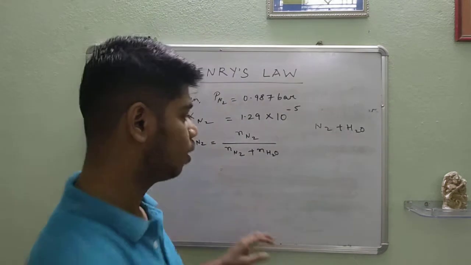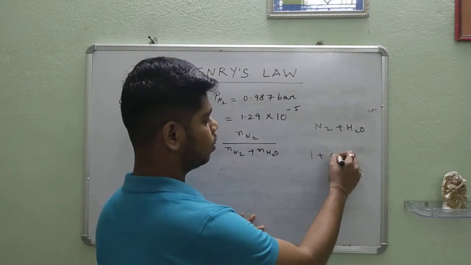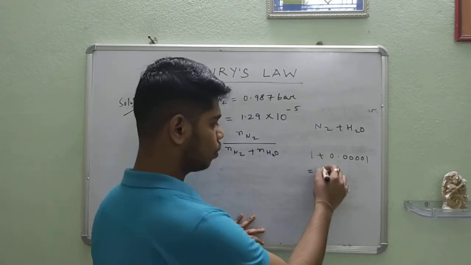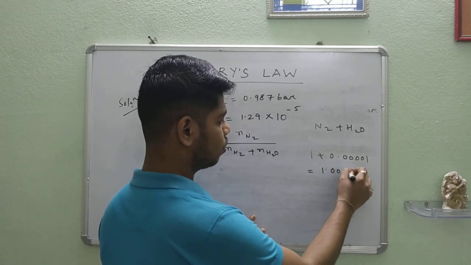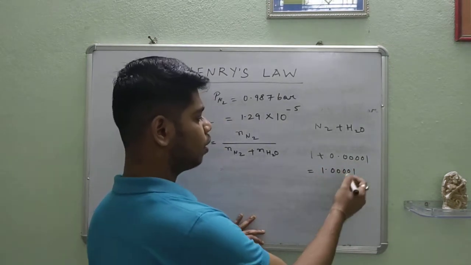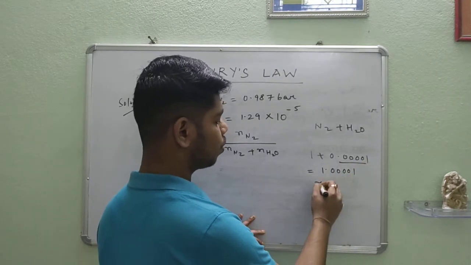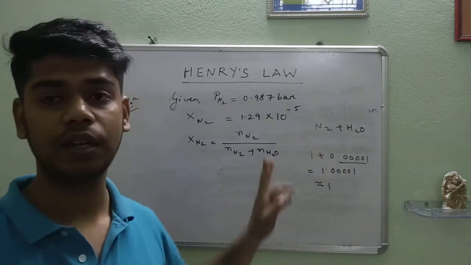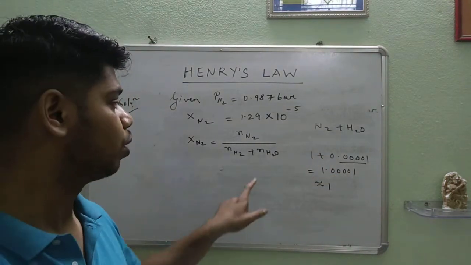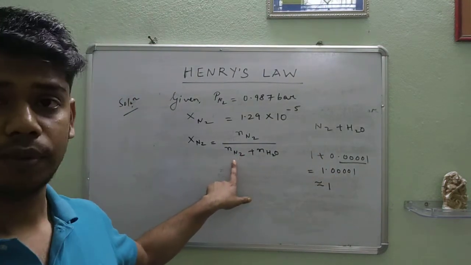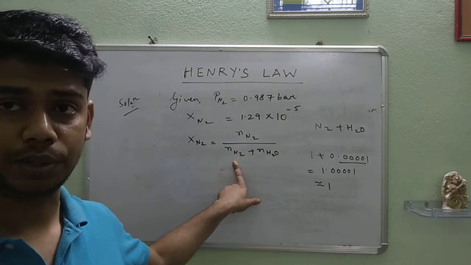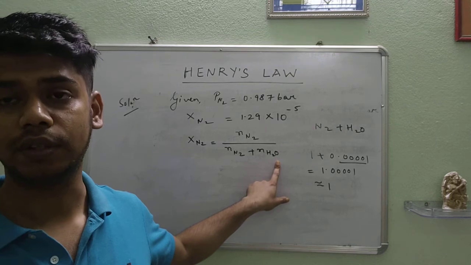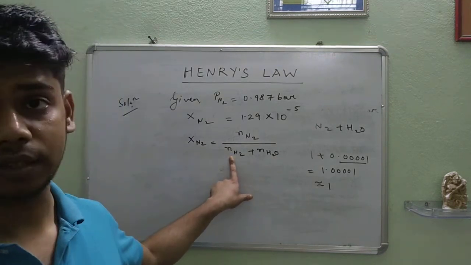For example, if I write 1 plus 0.00001, this is equal to 1.00001, right? If we neglect this, it is approximately equal to 1. You can also neglect this one. Why? Because this is very less as compared to 1. So here also the number of moles of nitrogen is very less as compared to the value of this one, so we can neglect this value.